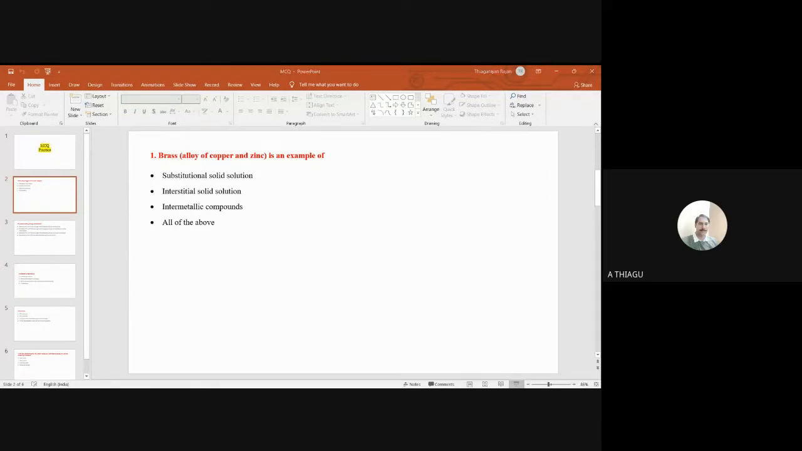Which one is correct? Brass is an alloy of copper and zinc. Is it an example of substitutional, interstitial or intermetallic, or all the above? From the beginning itself, I gave the example: copper is a solvent having more percentage, 64%, and zinc is a solute having 36%. So when combining copper and zinc, is it substitutional, interstitial or intermetallic? Which one is correct?